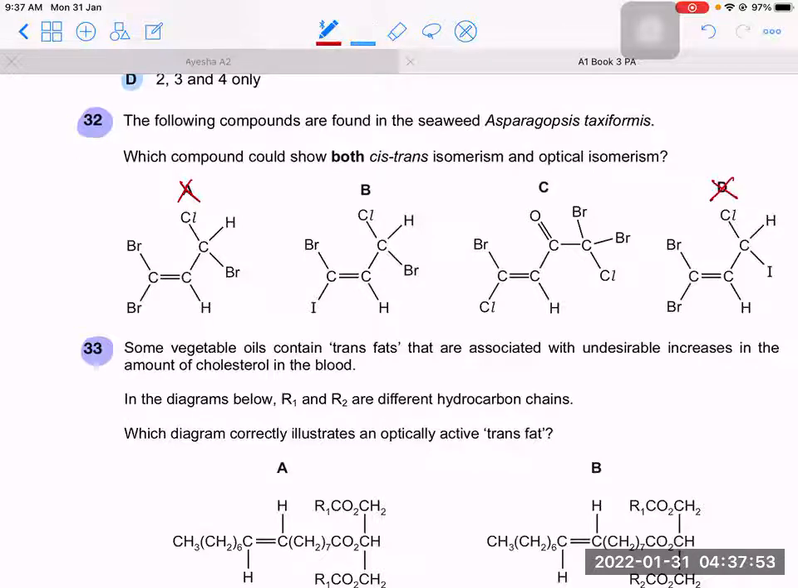So let's check for optical isomerism in C and B. Can this be chiral? No, double bond. Can this be chiral? No, double bond. Can this be chiral? Yes, because it has a Cl and an H and a Br and all of this stuff. Do you see you have a chiral center? The answer therefore is B. Can't be C because this is not chiral. Why is this not chiral? Because it has 2 Brs. The rest of the carbons have double bonds.